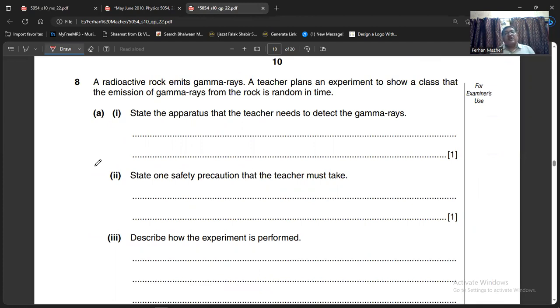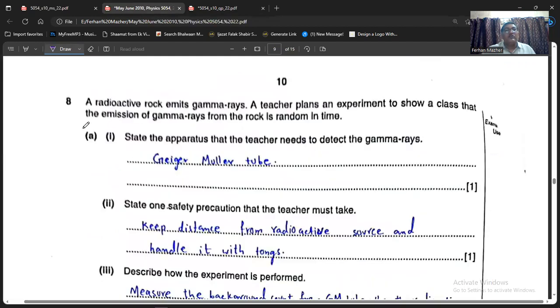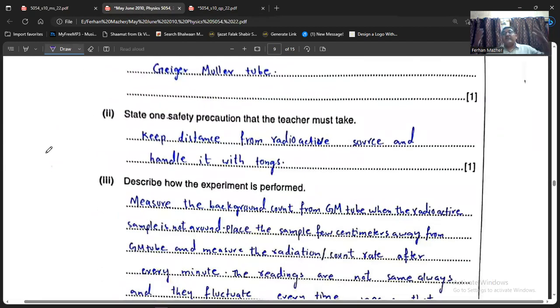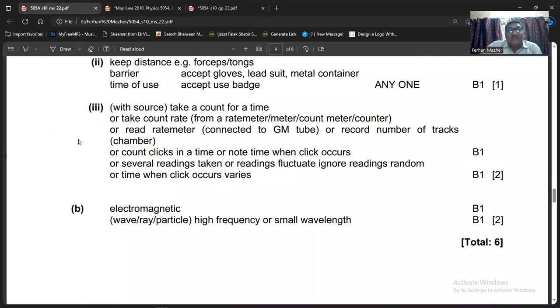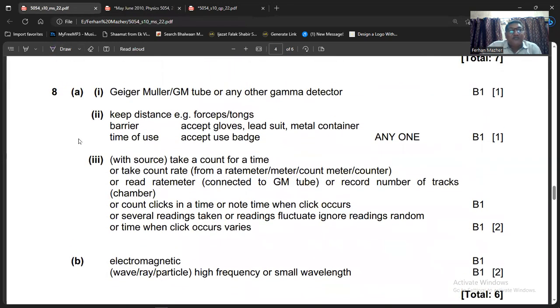Don't directly touch the radioactive material. Always use tongs to hold it. Always use forceps. Always reduce the exposure time to minimum. Wear aprons that have lead lining in them. Use gloves which have lead lining in them. Okay. So keep distance from the radioactive source and handle it with tongs, because this is emitting gamma rays, so it's not enough. Keep distance, for example, forceps, tongs, barrier except gloves, lead suit, metal container, time for use. Okay.